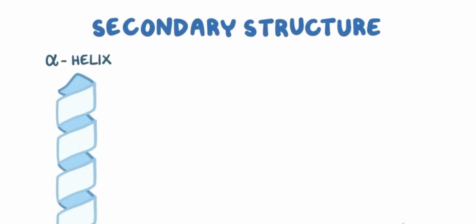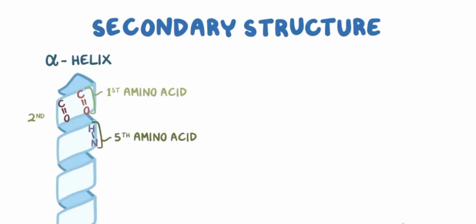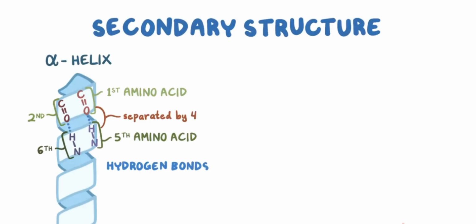The alpha helix resembles a spring. The helical structure brings the CO of the first amino acid near the NH of the fifth amino acid. The second CO gets near the sixth NH, and so on. In other words, each of these instances is separated by 4 amino acids. Having the O and H get close to one another allows for a strong hydrogen bond to form, and that makes the alpha helical structure really stable.